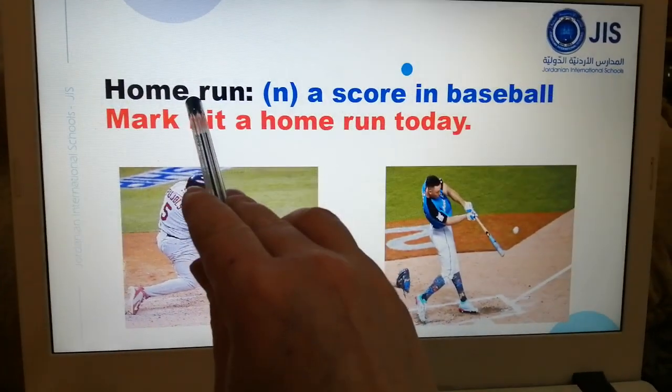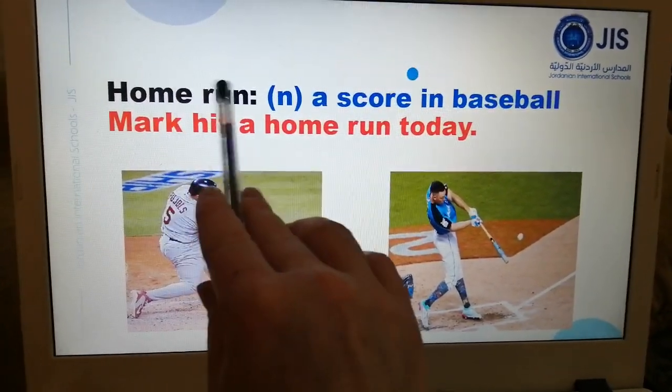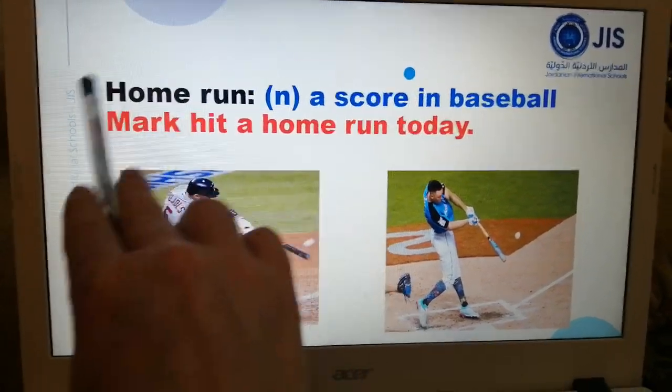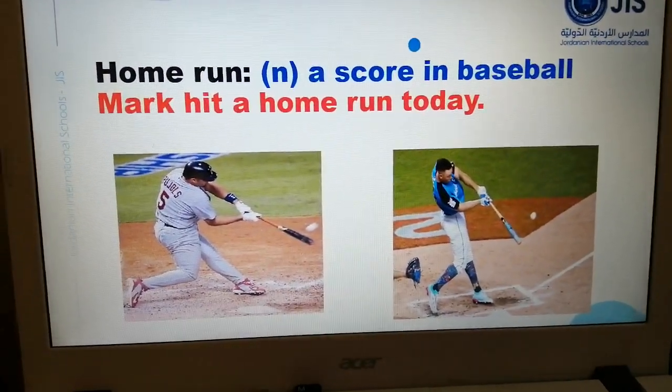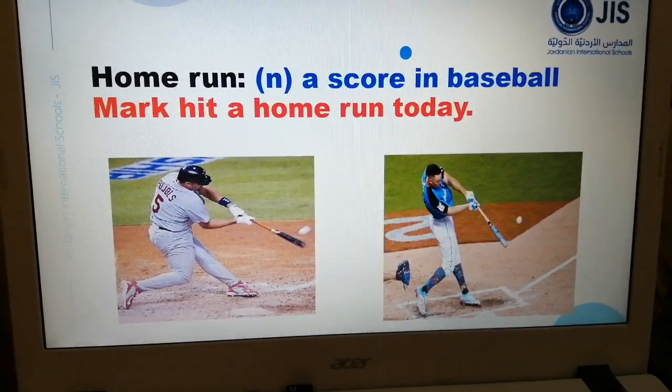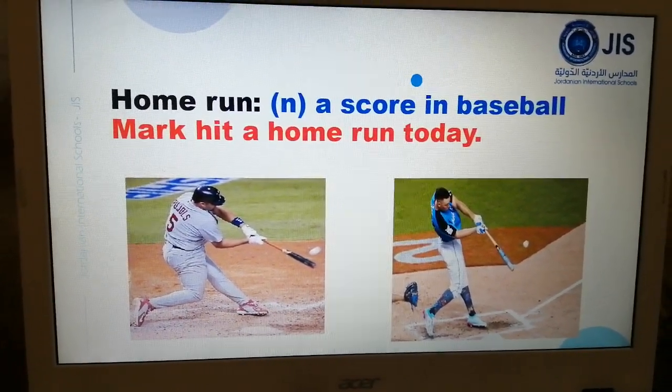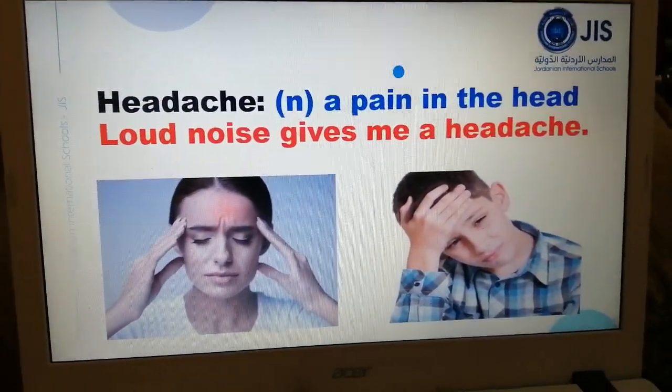So it's an open compound word. There's a space between the two words. Home with run together will give me a new meaning, which is the score in baseball. And it's a noun. The next one, headache.